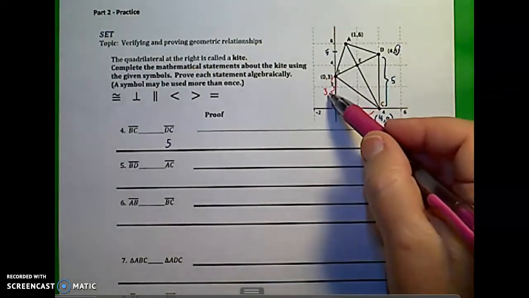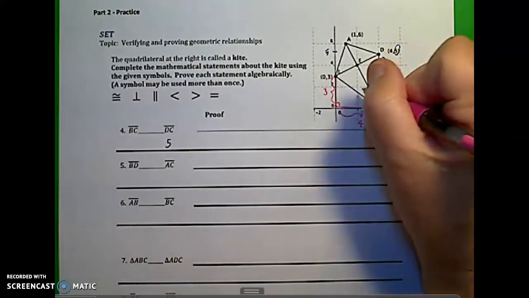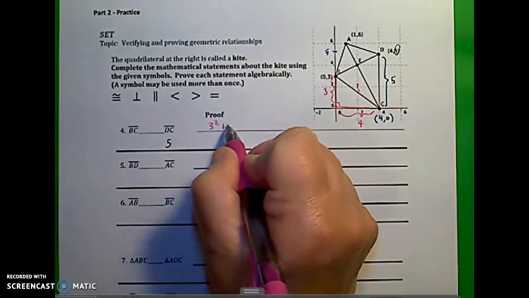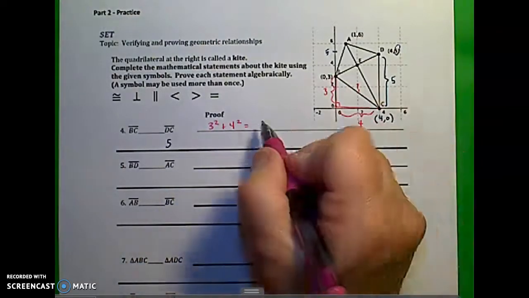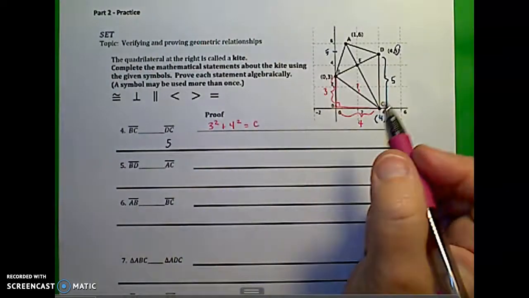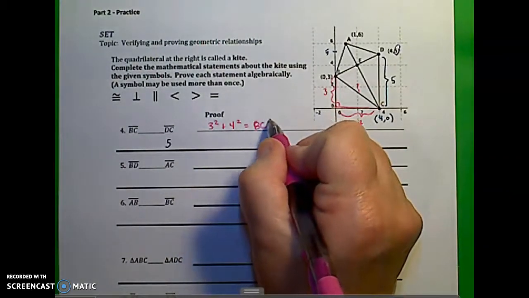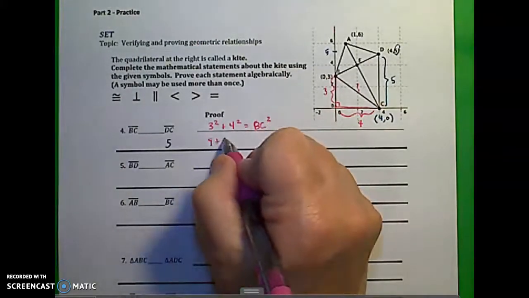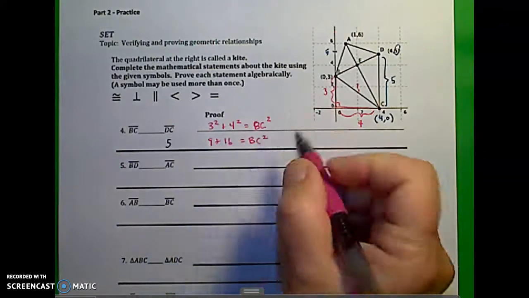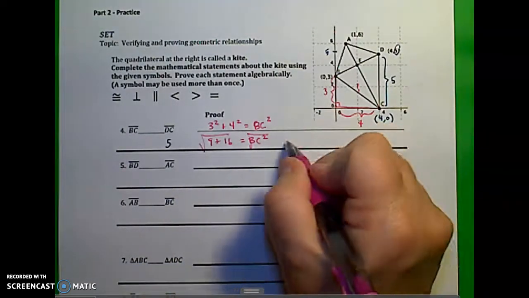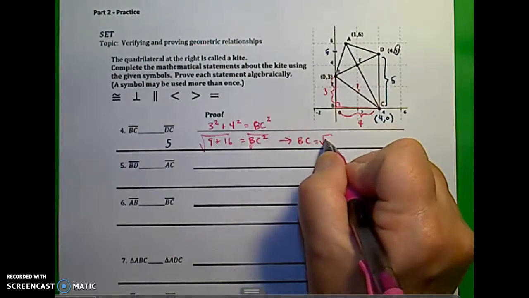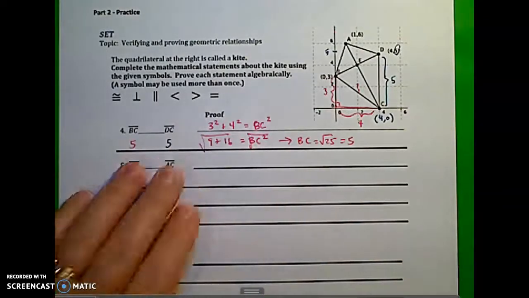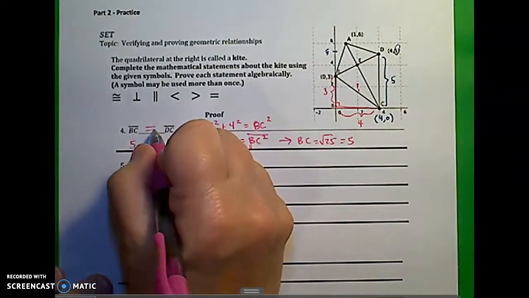So basically our triangle has a side of 3 and a 4, and we're trying to find out what the hypotenuse is. So if we put together the Pythagorean theorem there, we have 3 squared plus 4 squared equals, and I'm going to just write it as BC squared. BC is the segment length we're after. So we have 9 plus 16 equals BC squared. If I take the square root of both sides, that gives me BC equals square root of 25, which is 5. So I have 5 there, and that shows me that these are actually congruent.